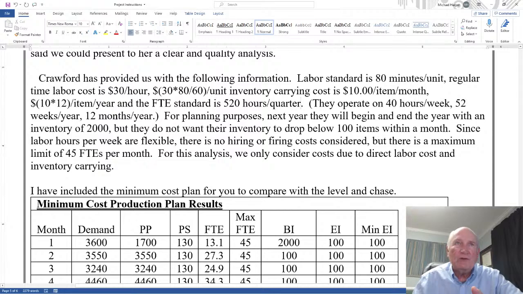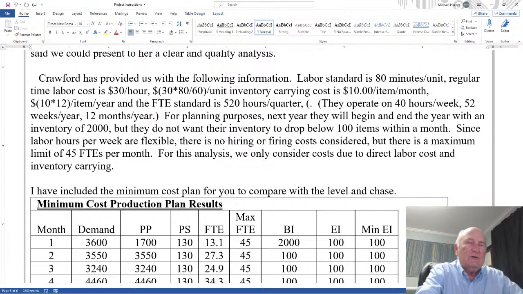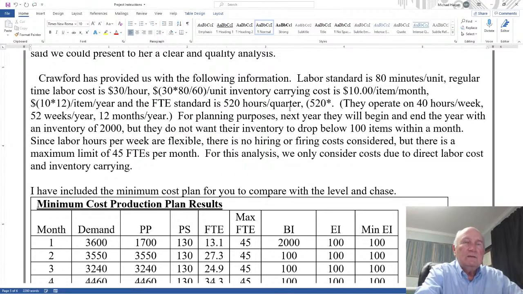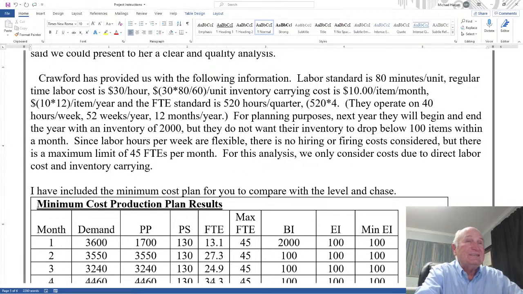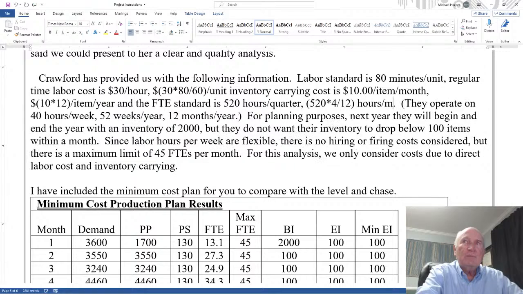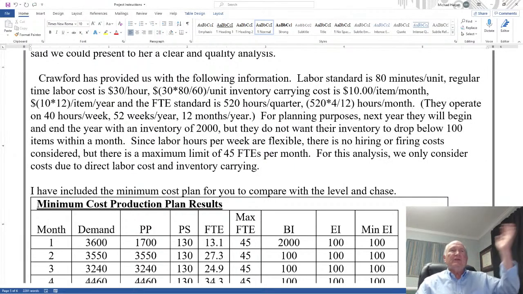They operate on a 40-hour work week, 52-week year, 12 months in a year. So this 520 FTE standard will be 520 times 4. That's what it is in a year, divided by 12. That's going to be hours per month. So you go to year and come back to month.